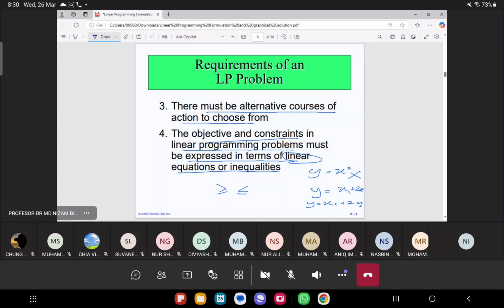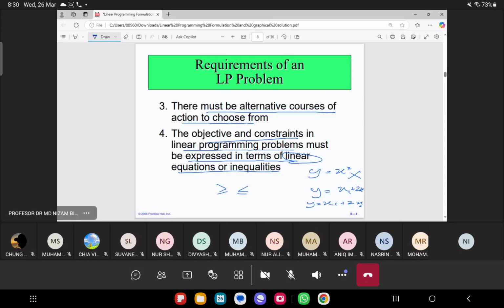So basically, those are the 4 requirements that must exist before you can proceed and use linear programming methods to solve a particular problem. First, you should be able to express the objective function. The objective function is to maximize something or minimize something. Second, you must be able to express mathematically; there must be the presence of constraints.